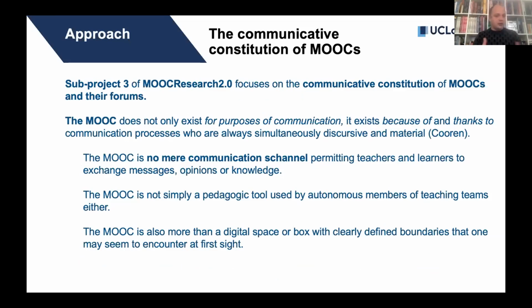And so within our own little sub-project of MOOC Research 2.0, we basically try to consider MOOCs from the point of view of their communicative constitution. So we focus on the communicative constitutions of MOOC and their forums. And this implies that MOOCs don't only exist for purposes of communication and for exchanging messages within that platform or through that platform, but MOOCs are considered to exist because of and thanks to communication processes, which are always, by definition, simultaneously discursive and material. And this is an idea we get from Gordon, basically.